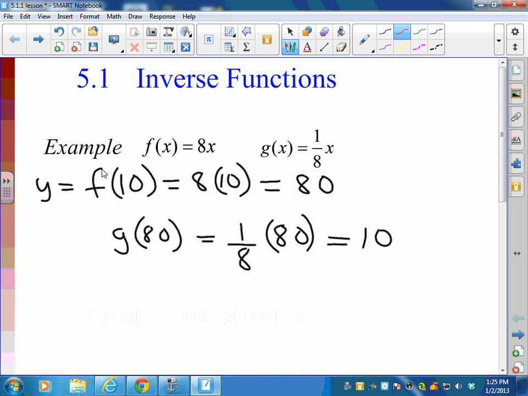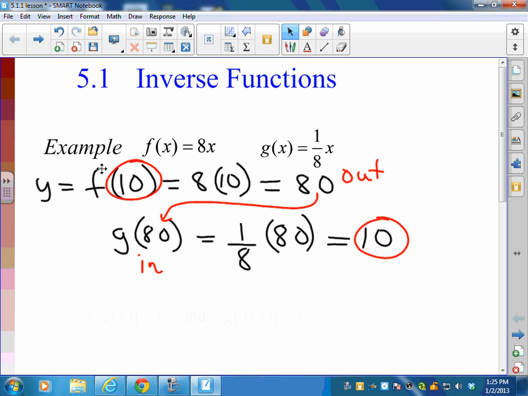If I put in a value of 10 here, I get a value of 10 over here. So the input for the g of x came from the output of f of x. So this 80 here is the output of one and the input of the other of those two functions. We started out with 10, and we ended up with 10. These are inverses of each other.